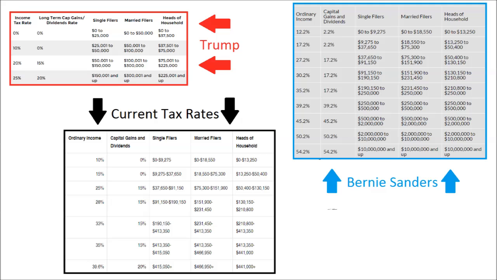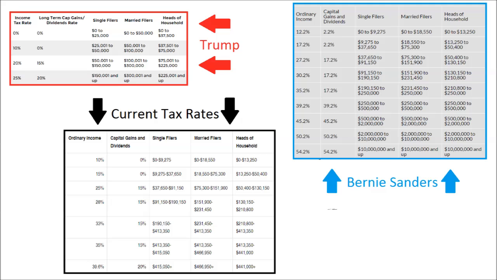And you can see that Donald Trump's plan has a 0% tax rate for single filers for a fairly large range, between 0 and 25,000. For married filers, he has the 0% tax rate for 0 to 50,000, and for head of household, the 0% tax rate for 0 to $37,500 of income.